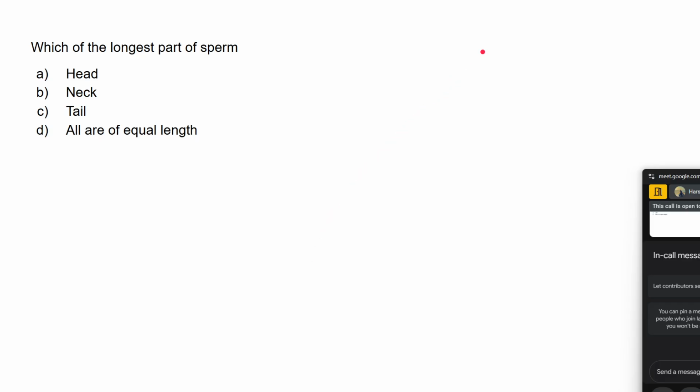Which is the longest part of sperm among the options? Option A head, option B neck, option C tail, option D all are of equal length.